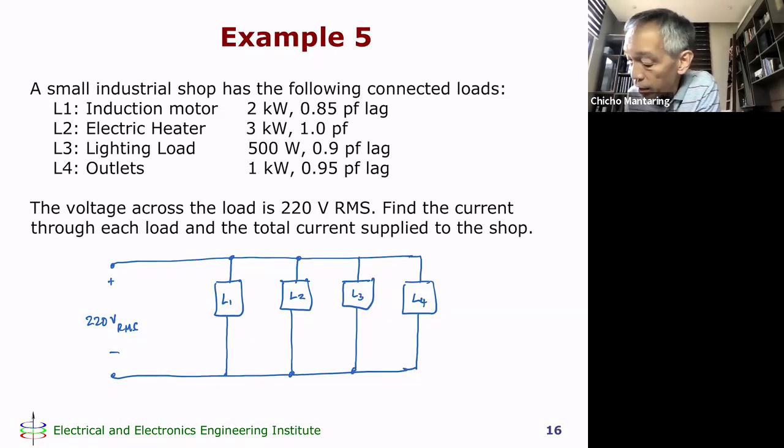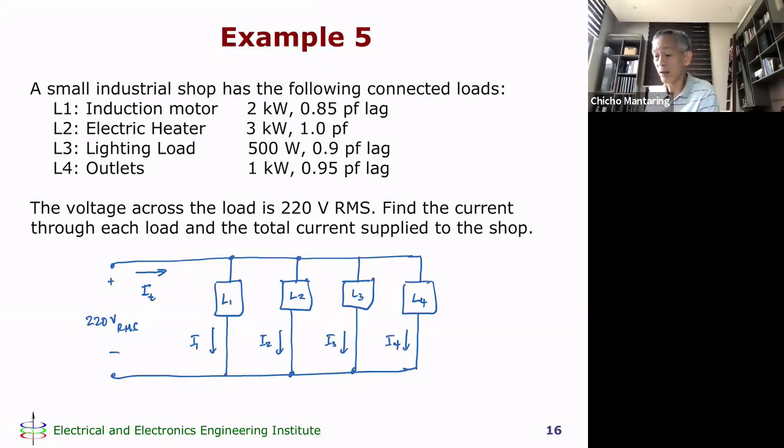I have a total current being supplied to my load. Let me call that IT. Okay, my total current. And I have individual currents flowing here: I1, I2, I3, and I4.